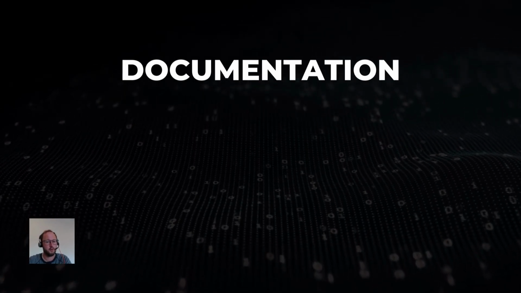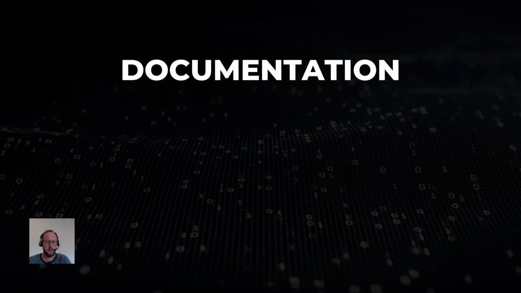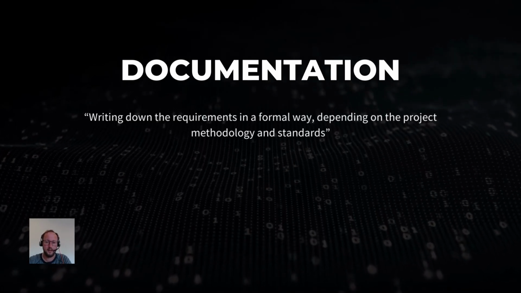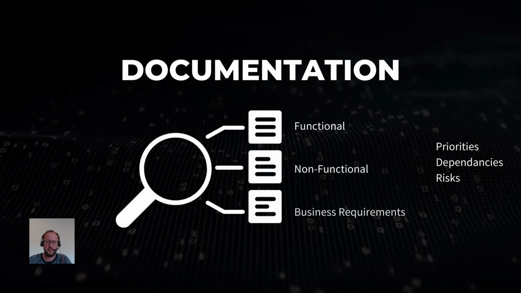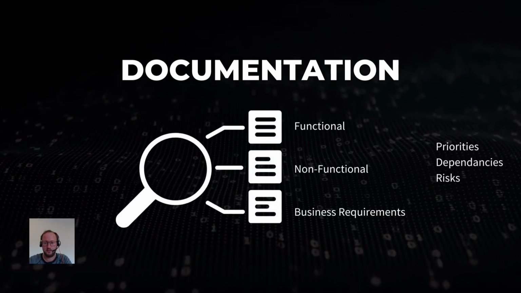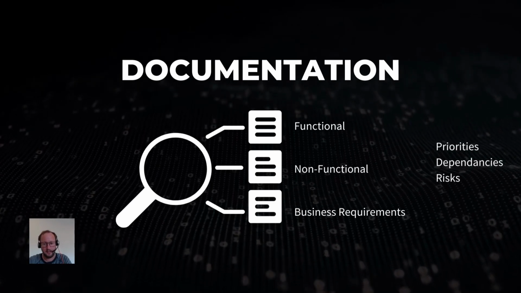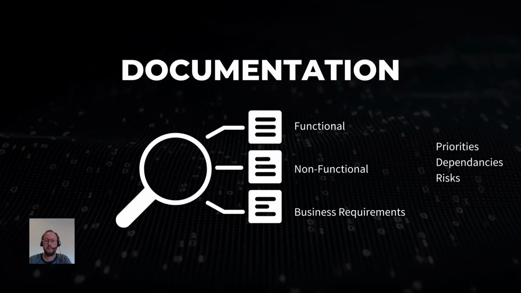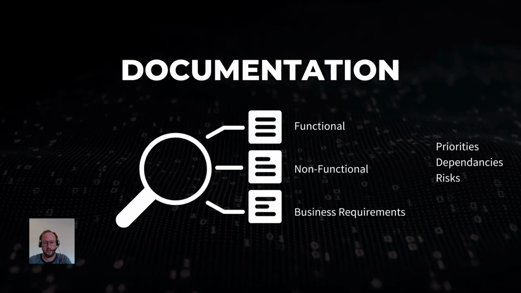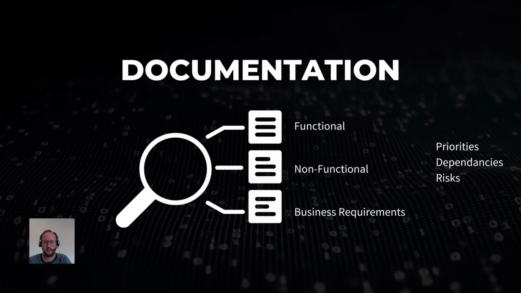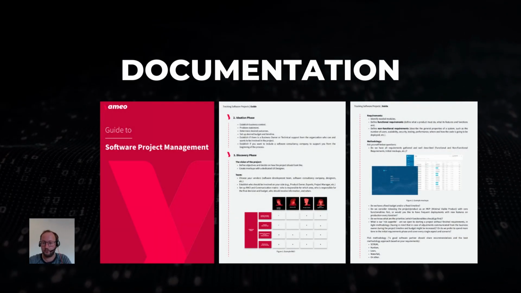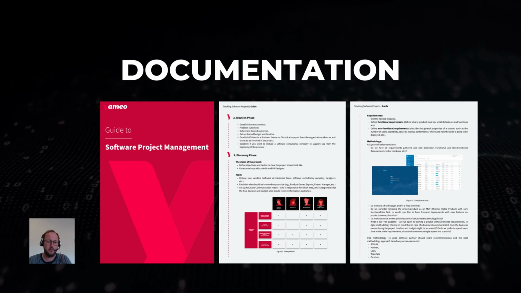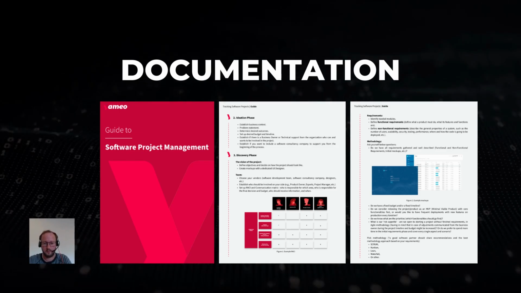This sounds very straightforward, but is a very, very crucial part of the discovery phase. It means writing down all the requirements in a formal way, depending on your project's methodology and standards. You should also organize the requirements into categories such as functional, non-functional, or business requirements, and assign priorities, dependencies, and risks to them. You can use various tools, things like text documents, spreadsheets, diagrams. There are even software tools that are available. But I will include in the links to this video our own guide to software project management, which includes an in-depth look at how we recommend you document your requirements.